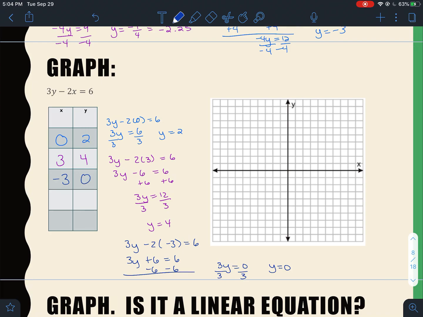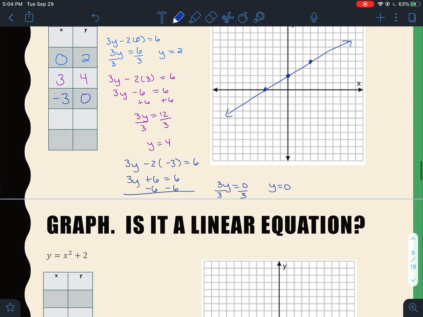So let's see if these are making a straight line. So 0, 2, 3, 4, and -3, 0. They look like they're all falling in a straight line. So that would be a graph of our linear function. You could pick some more points in your table if you wanted to guarantee that your graph was right.